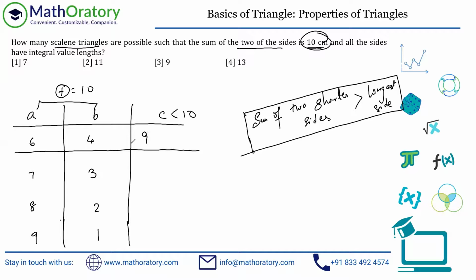Anyhow, let us take the cases. If I consider 9, the two shorter sides are 6 and 4, so this will automatically validate. You don't have to validate this again. 8 is also fine, 4 and 6 are the smaller sides. 7 is also fine. Now I cannot take 6 again because the question is talking about a scalene triangle, right?